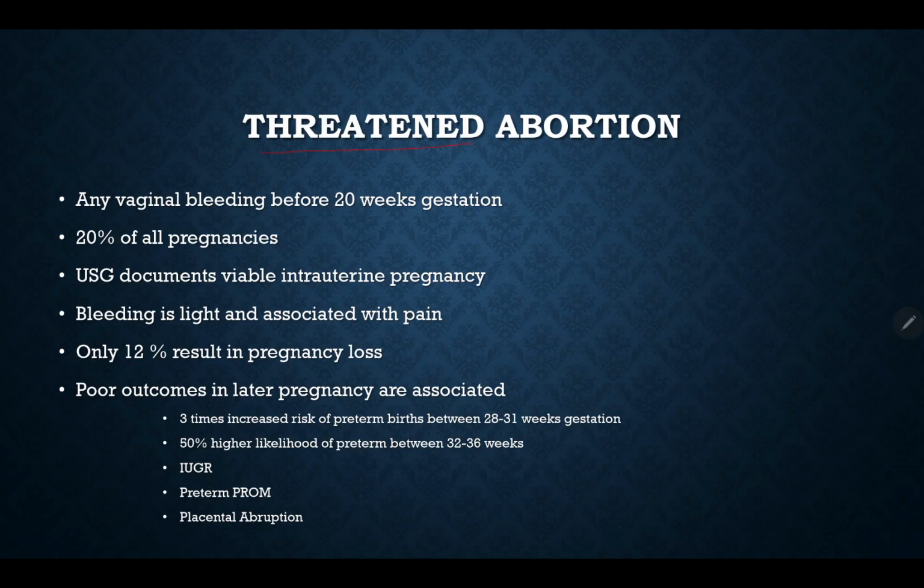Now coming to threatened abortion. Threatened abortion, I just told, means the process of abortion has started. It has started, but it is threatened. It may or may not complete. Only the coming time will tell.